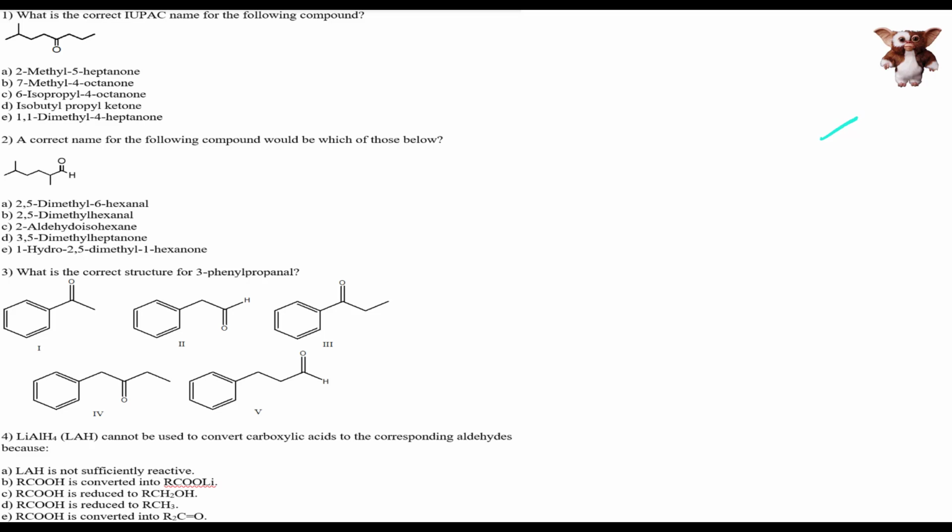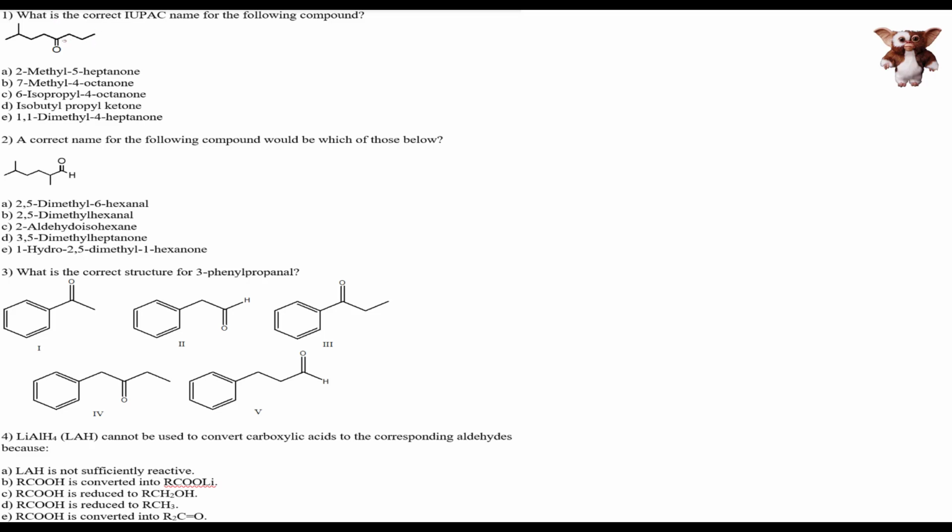Okay, so let's get right into the question. Number 1, what is the correct IUPAC name for the following compound? For this chapter, when you're dealing with aldehydes and ketones, that's going to be your parent. That's what you name it after. So keep your aldehydes and ketones on the smallest number possible.